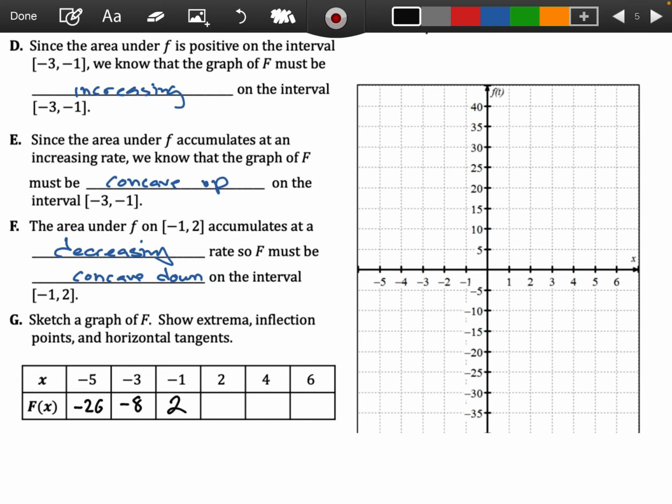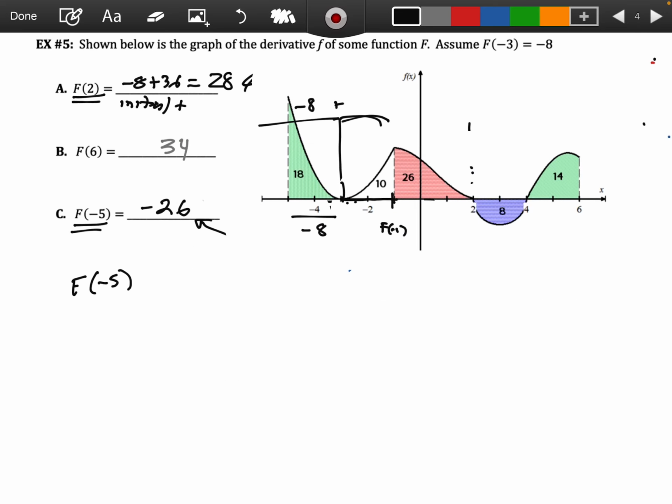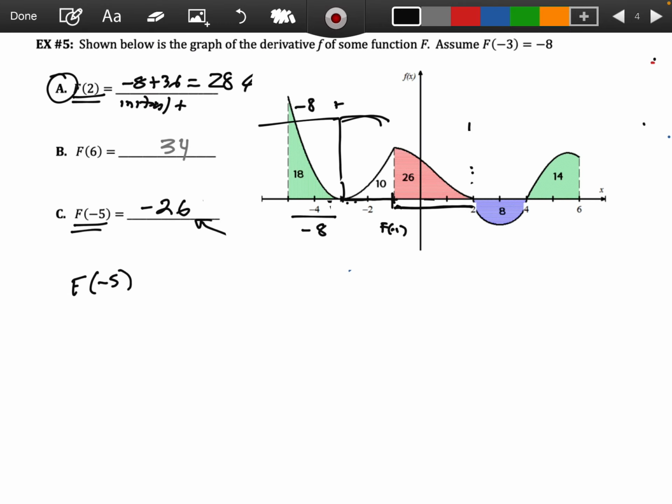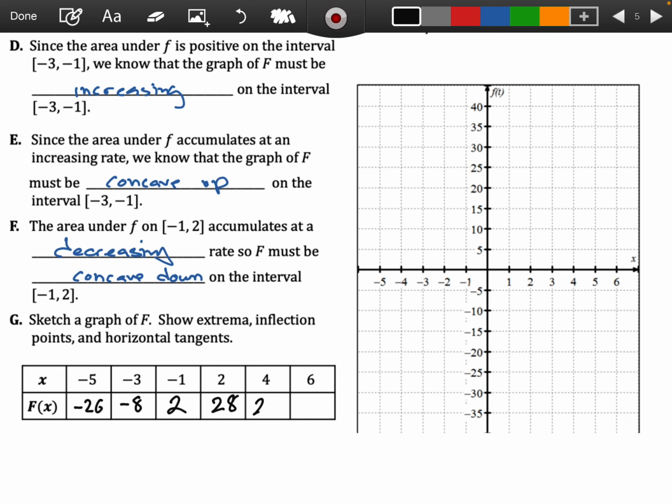Okay, now if we go to 2, again, we already have the total area here is going to be 26, right? And we actually already solved that, so I don't have to go over that because that's part A. Okay, if we go to 4, what happens at 4 though, right? We have to subtract some area, right? It's just going to be all the area from 2, which is 28. But now we're going to subtract that negative area. So this is going to be 20, and the final one's going to be 34.